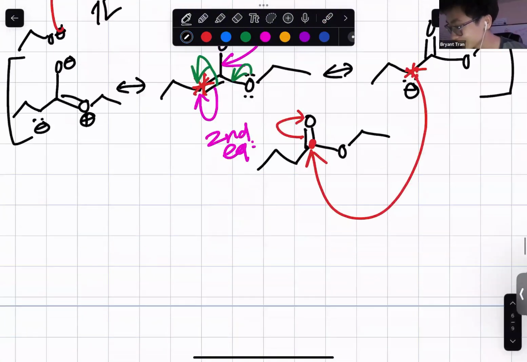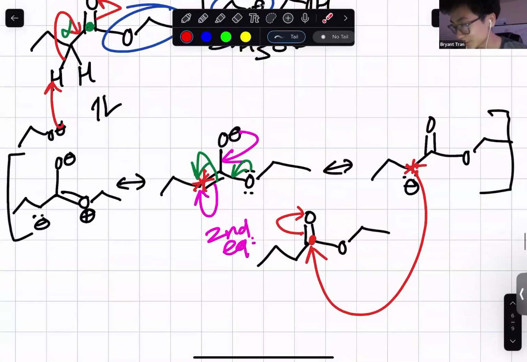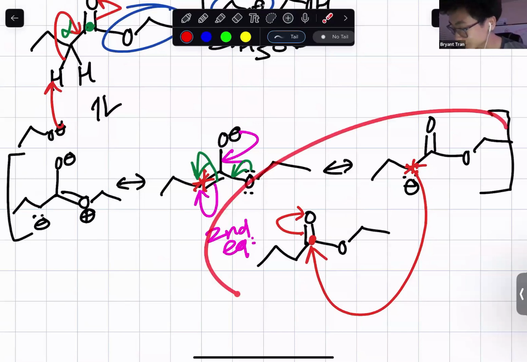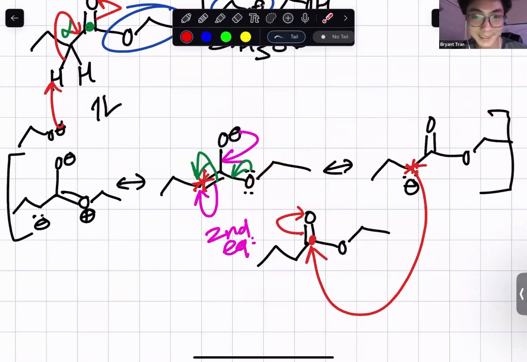Now, this is a difficult one here. As a challenge problem, try drawing an intermediate here. Try connecting those two pieces together, and let me see what you guys have. This is specifically why I like to use the star and dot technique to help me keep track of every single group.